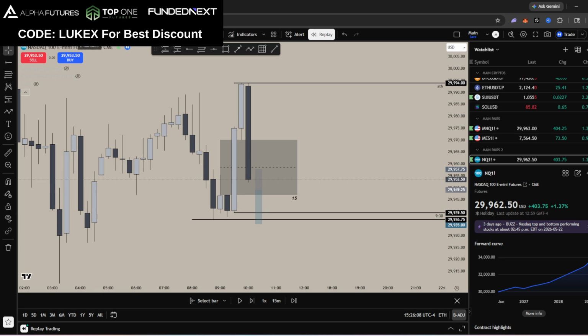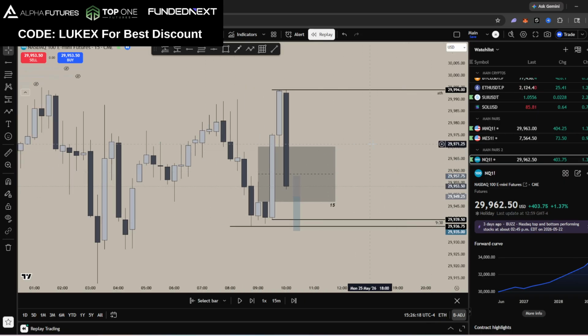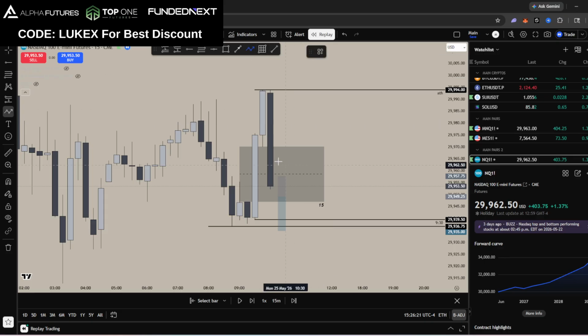We know, first of all, that the CE, or the midpoint of a fair value gap, is one of the most important parts to look at in a fair value gap. It's the most important thing, because a lot of the times what you'll notice is price will come down, tap the midpoint of a fair value gap, and then respect it and continue higher, or continue lower if it's a bearish gap.